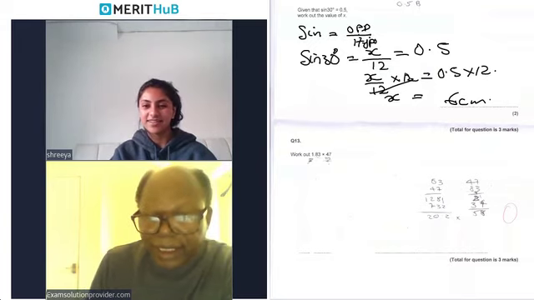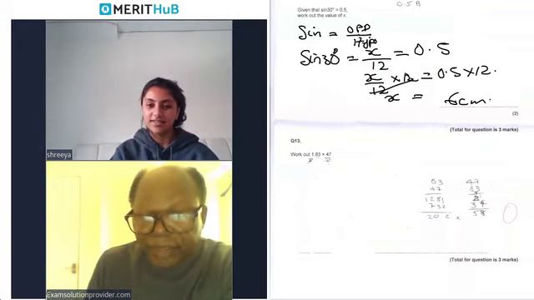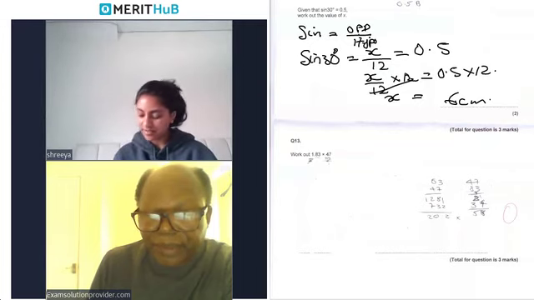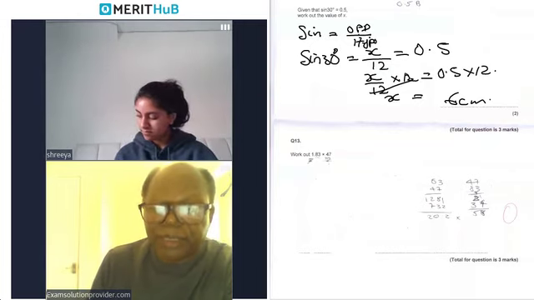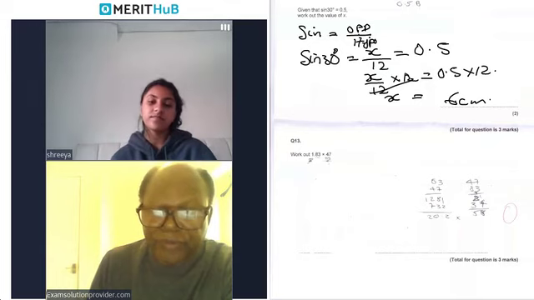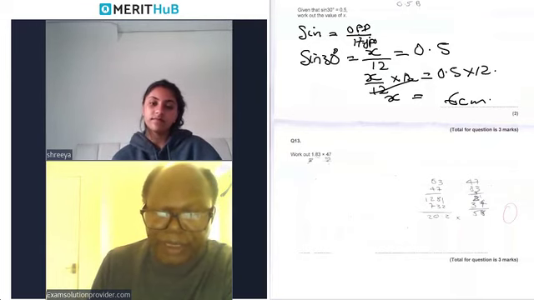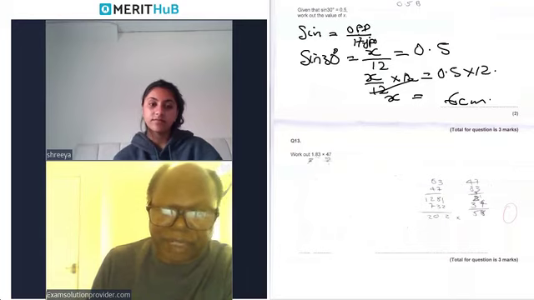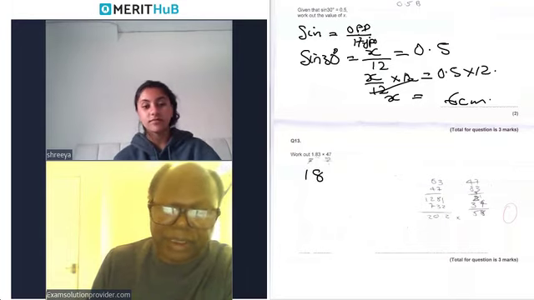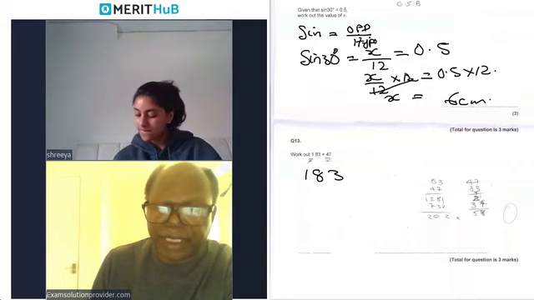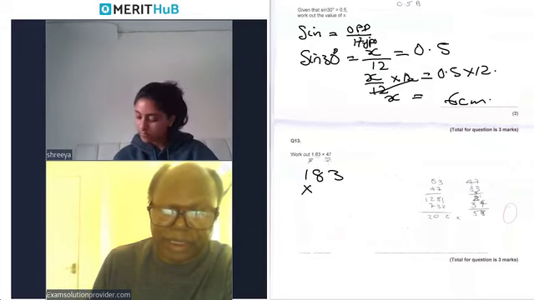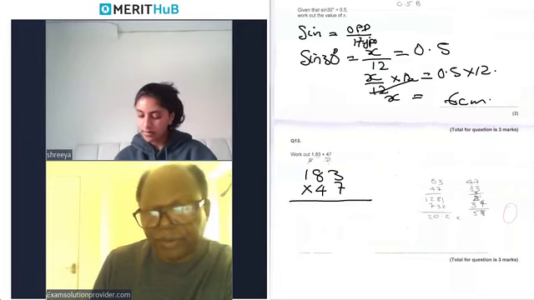Now again, here we are multiplying. The best way here is to forget the decimal point and think of the decimal point afterwards. So we have 183, forget about the decimal point, times 47. So we always take it.